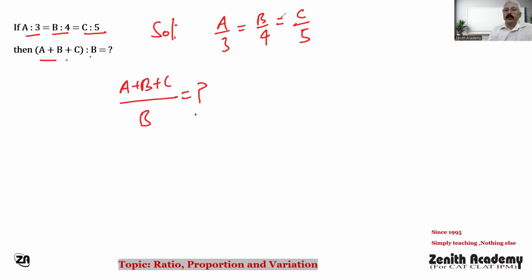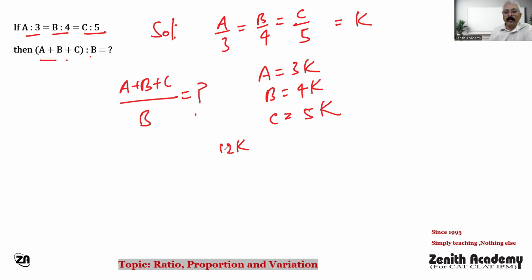Let this be equal to k. It means a by 3 is equal to k, so a is 3k, b is 4k, c is 5k. Now a plus b plus c is 3 plus 4, 7, plus 5, 12k, over b which is 4k. The k cancels, and 12 by 4 is 3. So the answer is 3.